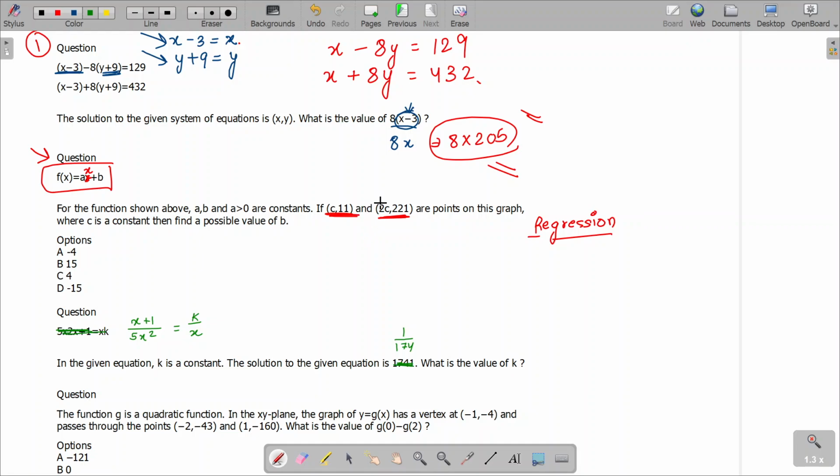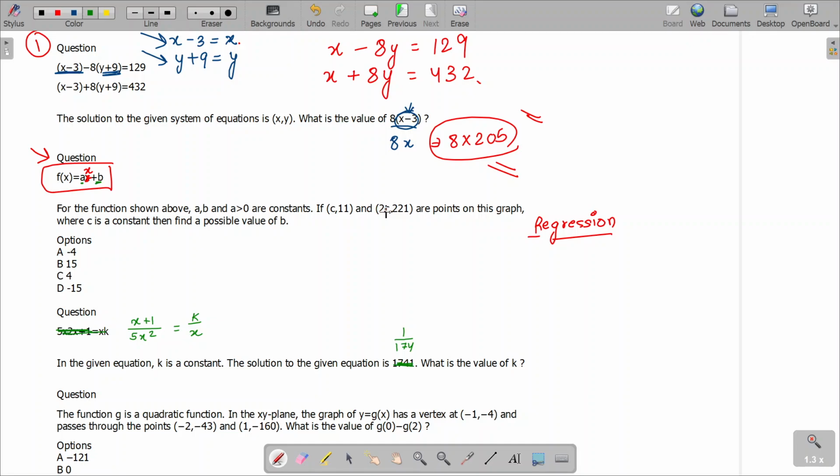So 2 points are given, there are two unknowns. When the number of unknowns equals the number of points given, we can directly use regression on Desmos, and we can find the value of a or b, whichever is required. But the thing is, here the x coordinate is given in a variable. We have used a variable c. What to do?